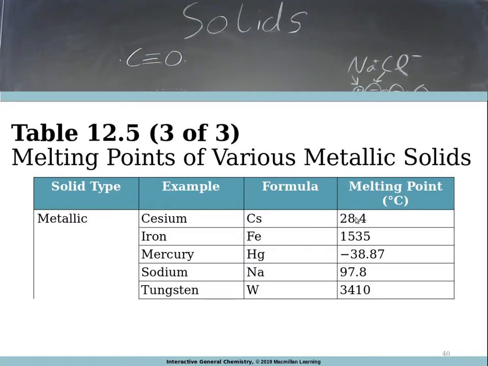If you held some cesium in your hand, as long as you have good circulation, then you could melt that in your hand. Mercury, of course, is a liquid at room temperature. Its melting point is almost negative 40 degrees Celsius. So there are some interesting exceptions here, although there are other metals like iron and tungsten that meet our expectation of having melting points at thousands of degrees Celsius.